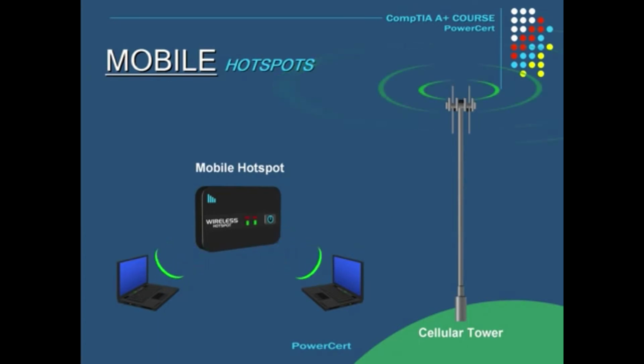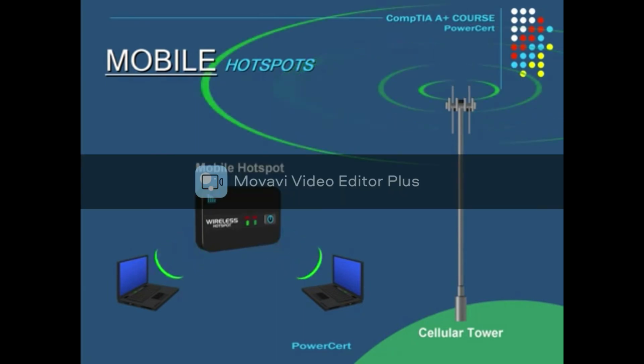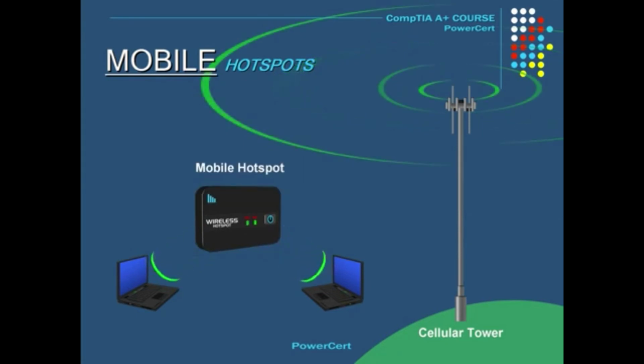Another method of connecting to the internet is by using mobile hotspots. Mobile hotspots are portable devices that use cellular networks to connect wireless devices to the internet. So if there are wireless devices within 30 feet of the mobile hotspot, they can join it and then they will have access to the internet.